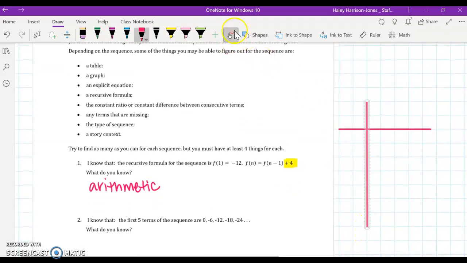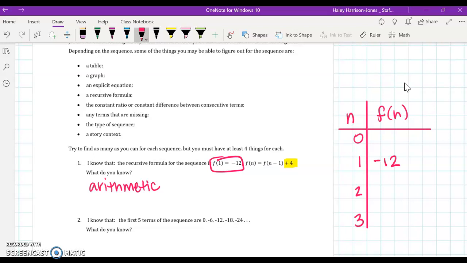I'll make sure my table has at least 4 terms in it. We're looking at n and f of n. I know from my recursive sequence that f of 1 is equal to negative 12. And then we add 4 each time. Negative 12 plus 4 is negative 8. Negative 8 plus 4 is negative 4.